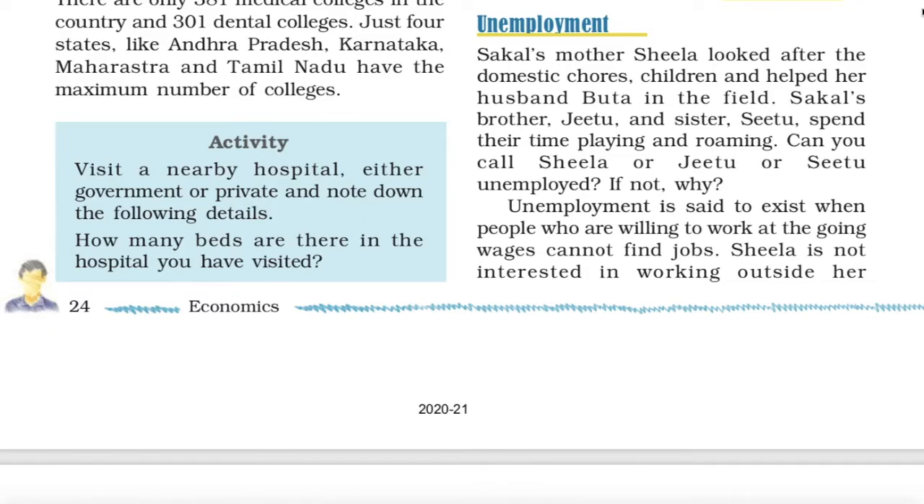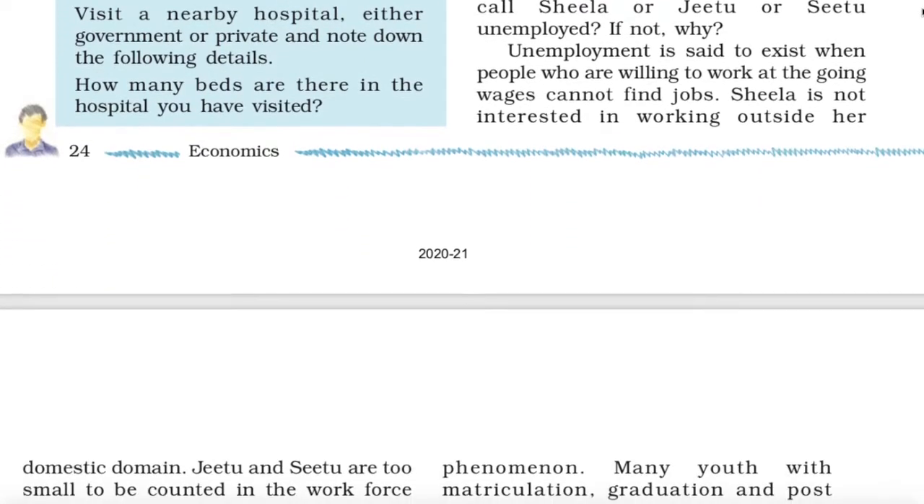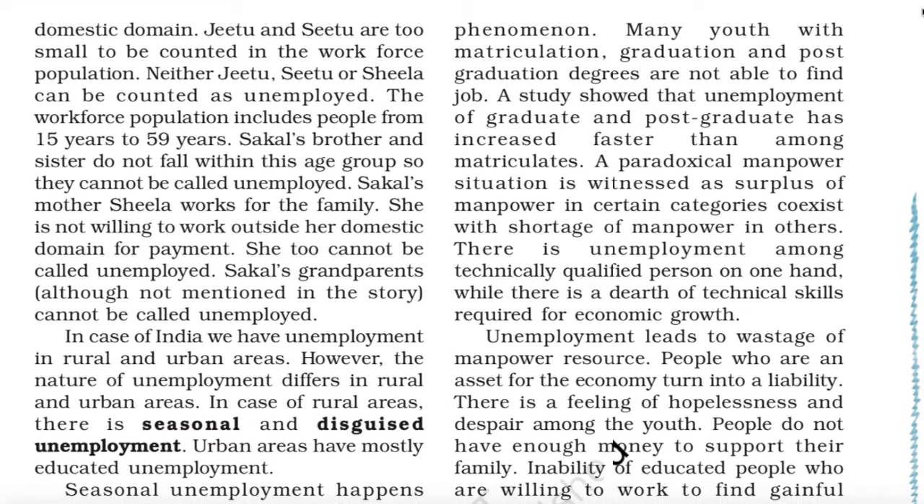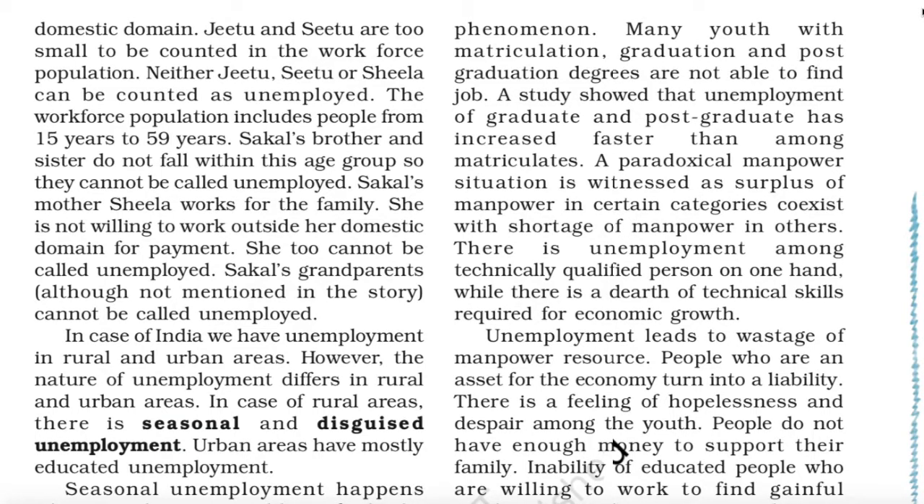Sheila is not interested in working outside her domestic domain. Jitu and Situ are too small to be counted in the workforce population. Neither Jitu, Situ, or Sheila can be counted as unemployed. The workforce population includes people from 15 years to 59 years. Sakal's brother and sister do not fall within this age group, so they cannot be called unemployed.